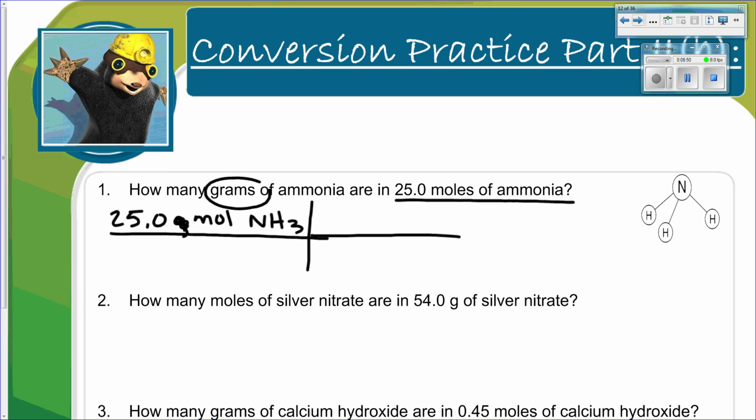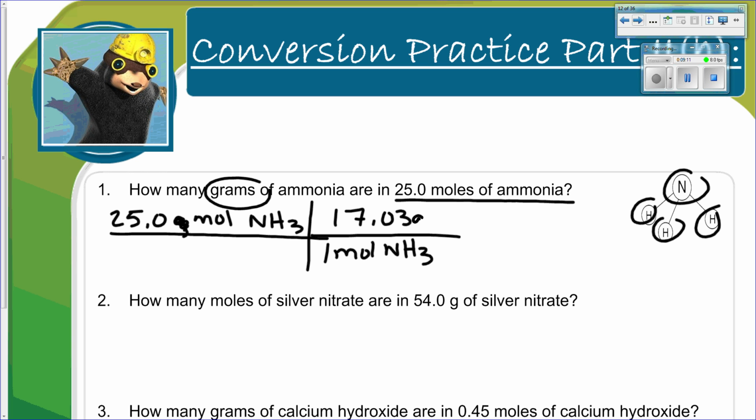Okay, so if you're solving this problem, in 25.0 moles of ammonia, you're trying to get to grams. Remember, the conversion factor for that is the molar mass of ammonia. So 1 mole of ammonia is going to be equal to how many grams the molar mass is. So you have to calculate it, add up 1 nitrogen, 3 hydrogens together, and you end up with 17.03 grams of ammonia.